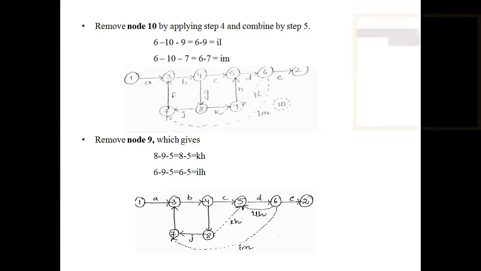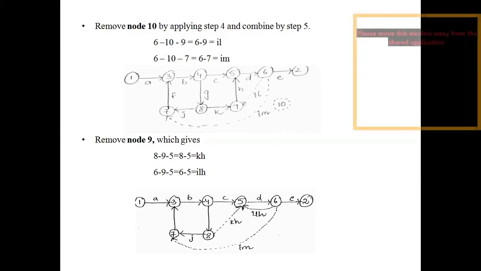Okay. After removing the 9, we are going to remove the 7th node. So what are the paths that will be produced from the 7th? See here, 6, 7. The node which you are going to remove should be in the middle, so the left side will be the incoming node and the right side will be the outgoing node. Like that you need to see the path.